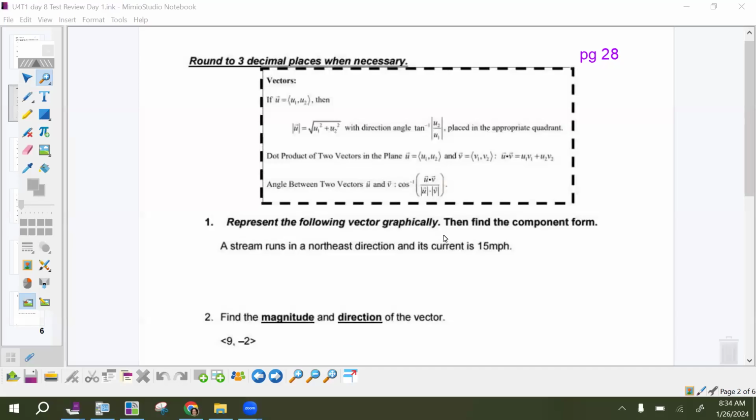This is a video of the pre-calculus vectors unit test review. Okay, to start, draw this vector graphically and find component form.